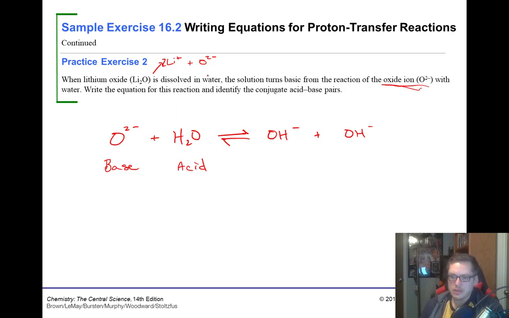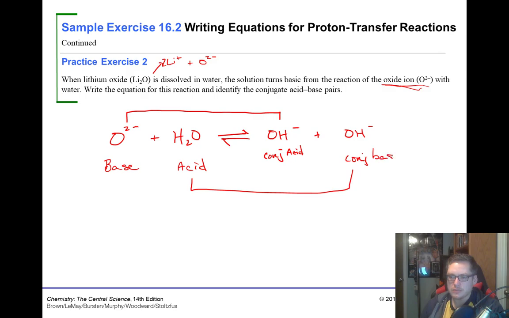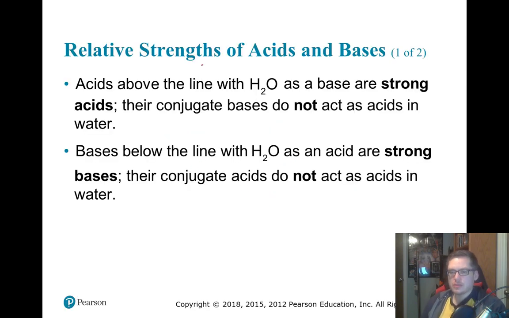This is part of the reason it's so basic, because it's making 2 hydroxides instead of just 1. All right, and so the base turned into this guy here. So that means this is the conjugate acid, because the bases go with the conjugate acid, and that means this would be your conjugate base because it came from the acid. Not too bad.